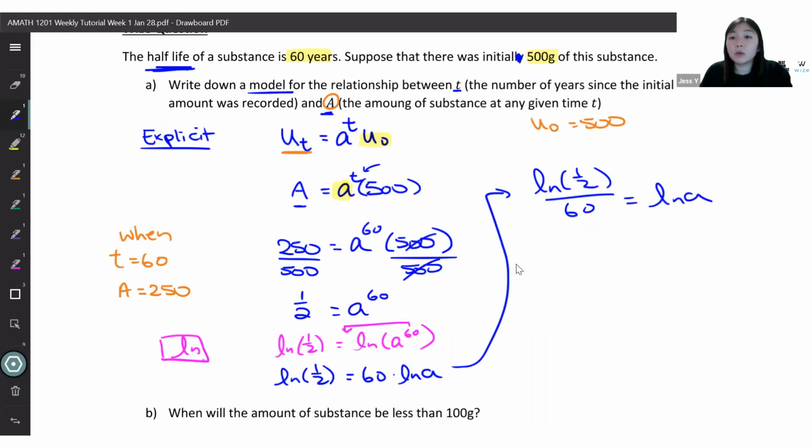And one final step, we want to get A by itself. How do we get rid of a ln? How do I get rid of the ln that's in front of the A? Any ideas?